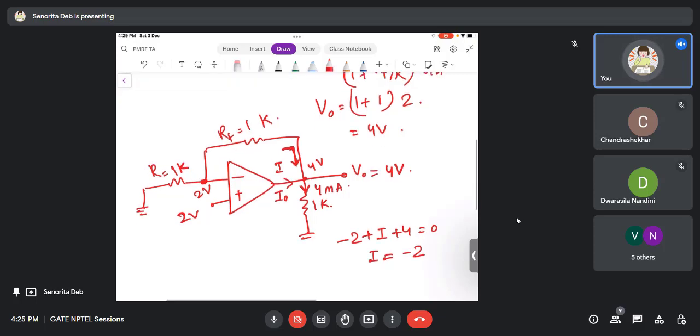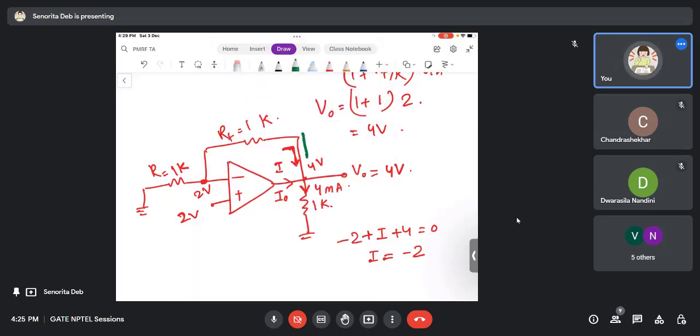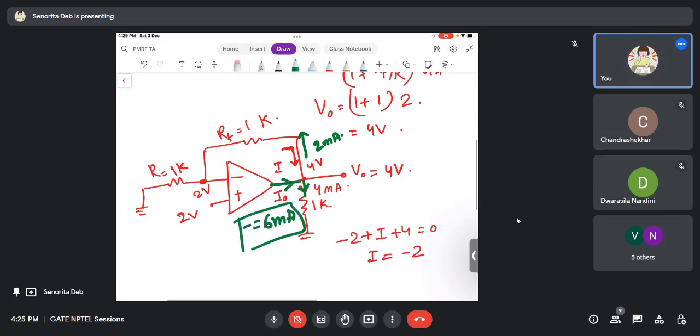That means the direction of current has to be opposite to what I have drawn. So this is 2 milliampere. If this is 2 milliampere upward side, this is 4 milliampere. That means the op-amp is supplying 6 milliamperes. Be careful of this. One silly mistake that can happen in this question is this only. Either the answer is 2 or the answer is 6. Any doubts?